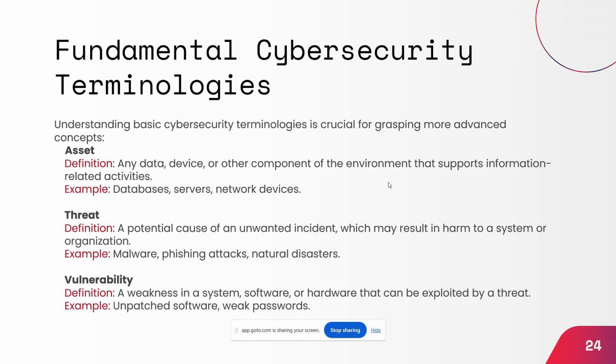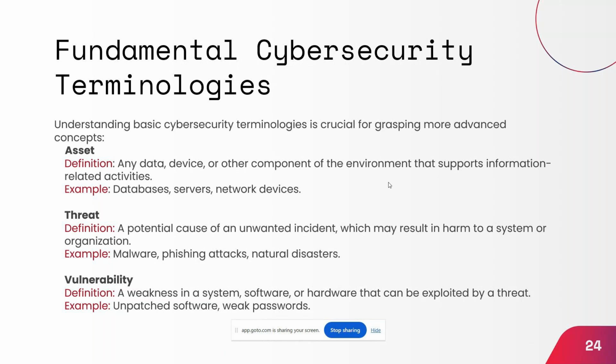When I say assets, guys, it could be any data, device, or other component of the environment that supports the information-related activities. Even an employee is also an asset for an organization. So simply remember that assets are anything which has some kind of value in it. It could be data, a program, a physical device like routers and switches, or any other component of that environment that supports information security activities. All these are called assets. So our responsibility is to protect all the assets of an organization, right?